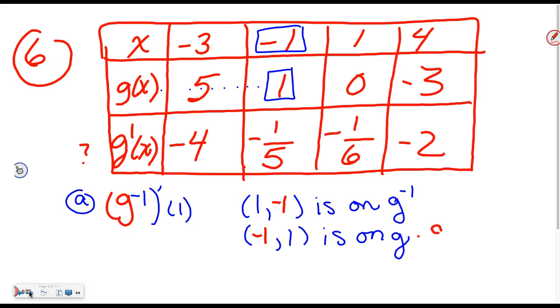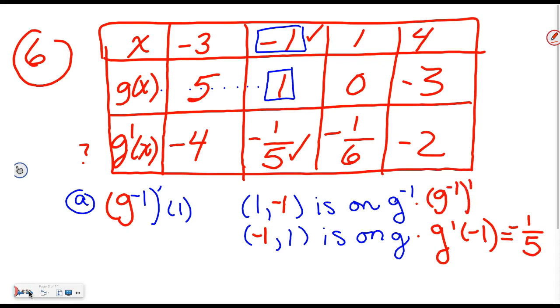I can get g prime at -1. I'm hopping on the original function, and I'm going to find its derivative at -1. I'll use my table. At -1, the derivative is -1/5. On the inverse function, the derivative at the corresponding point is the reciprocal. So my answer is -5.